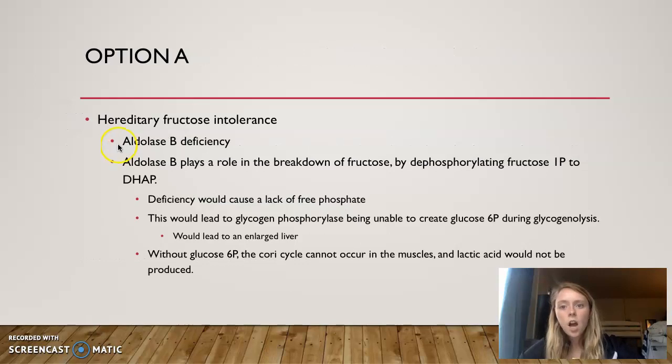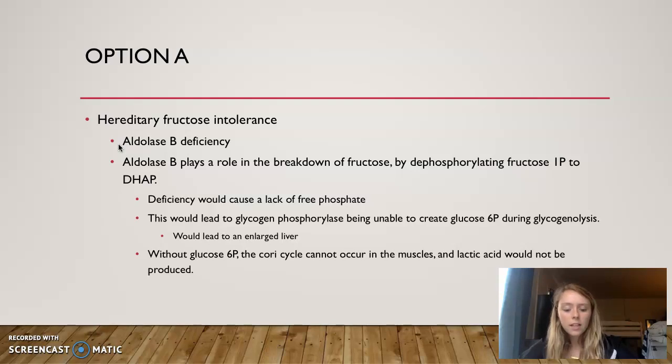So just to talk about why the other options were incorrect. Option A was hereditary fructose intolerance, which is also known as an aldolase B deficiency. Aldolase B plays a role in the breakdown of fructose by dephosphorylating fructose 1 phosphate to DHAP. So, a deficiency in this enzyme would cause a lack of free phosphate, and if you don't have free phosphate, then it would affect glycogenolysis.